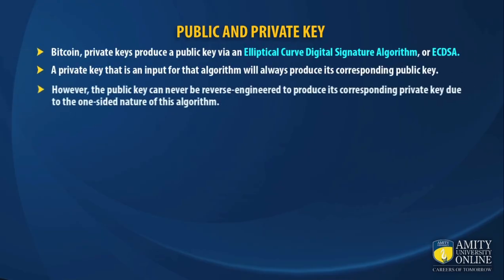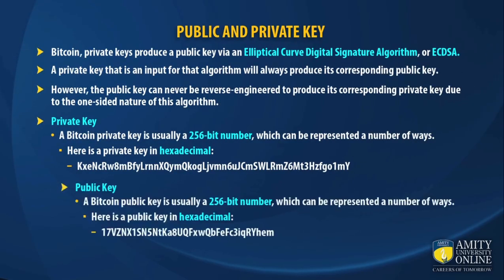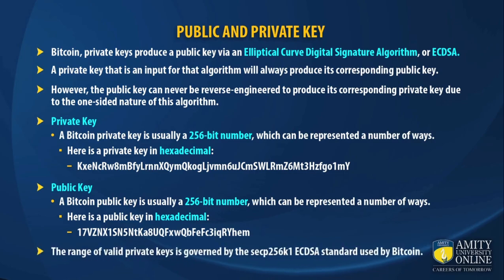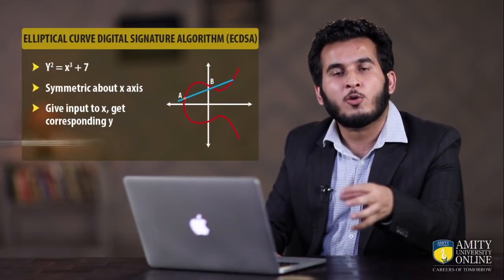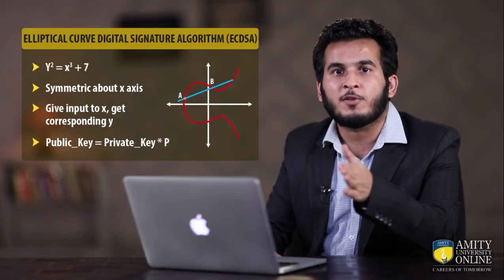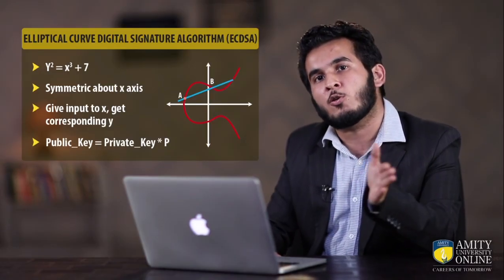Now let's see what is a public key and private key. Let's try to understand this concept by taking the Bitcoin example. In the Bitcoin blockchain, the private key and public key are derived on an elliptic curve, and the equation of the elliptic curve is y squared equals x cubed plus 7. In order to draw this curve, you give input to x and you will get the corresponding y.